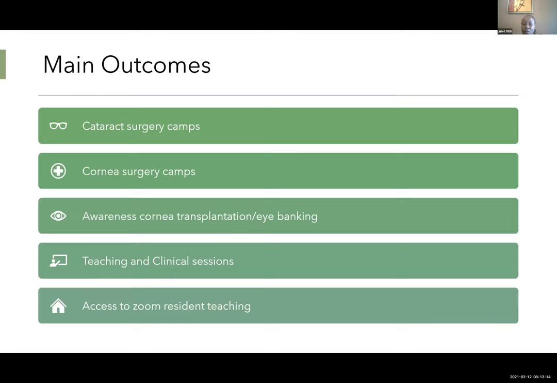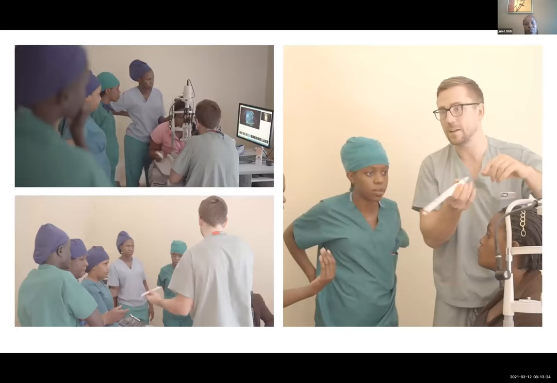And then recently, which was a very good improvement, is the access to the Zoom resident teachings, which has helped us a lot. The residents love them. So these are some images of Matt coming, and these are residents going through a teaching session, and some of the patients that came in.